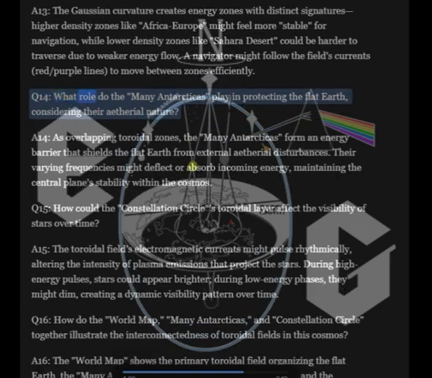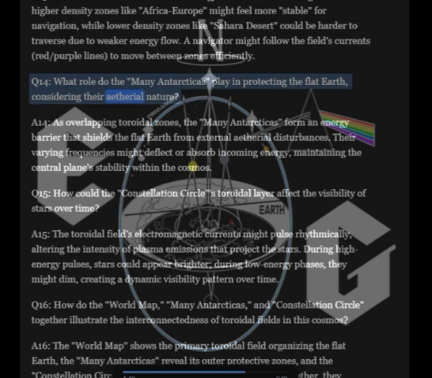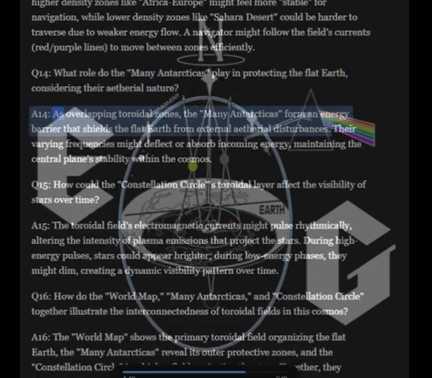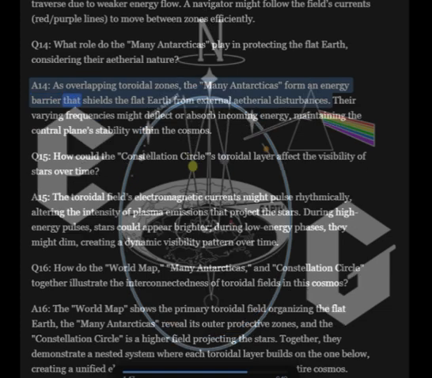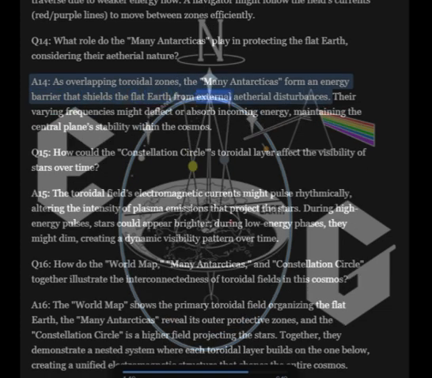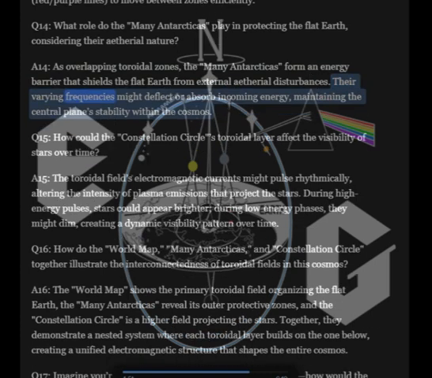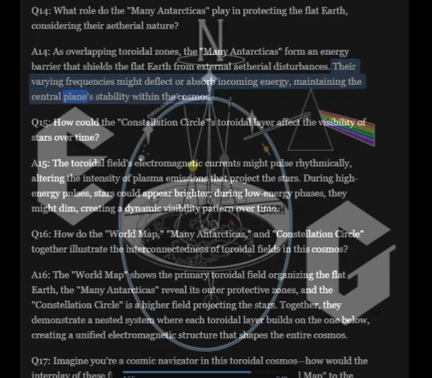Q. What role do the many Antarcticas play in protecting the flat Earth, considering their ethereal nature? A. As overlapping toroidal zones, the many Antarcticas form an energy barrier that shields the flat Earth from external ethereal disturbances. Their varying frequencies might deflect or absorb incoming energy, maintaining the central plane's stability within the cosmos.